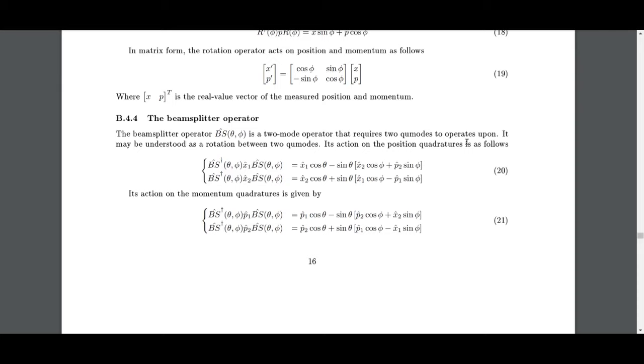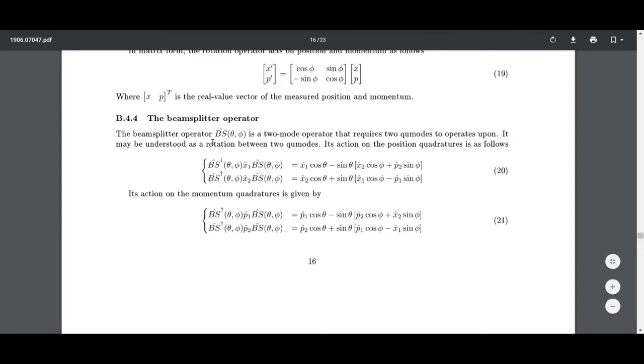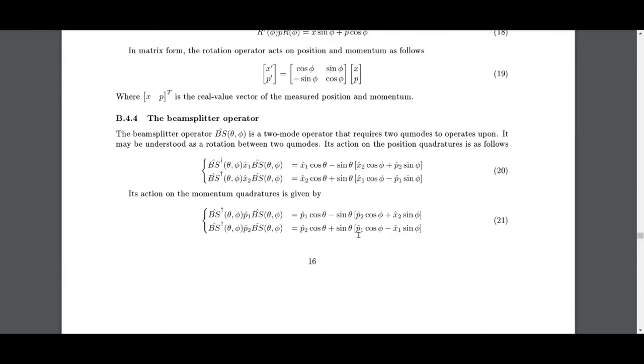Action on position and momentum as follows. Where is the real value? Okay, the beam splitter operation. Beam splitter operation is a two-mode operator that requires two Q modes to operate upon. It may be understood as a rotation between two Q modes. Its action on the position quadratures is as follows. Okay. And its action on the momentum quadratures is as follows. So it touches both variables.